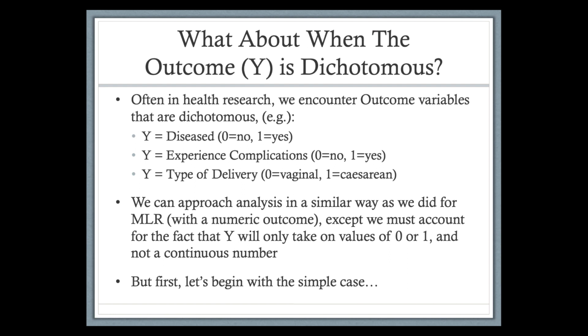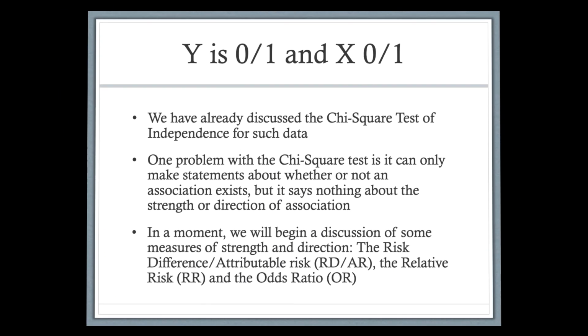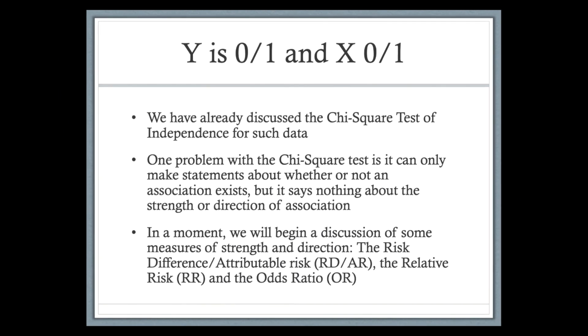But before we get there, let's first just start with a simple case. We're going to begin by looking at the relationship between two variables, both of them categorical, both of them yes-no type variables. Looking at, was someone exposed to a risk factor, yes or no? Did they develop some disease, yes or no?